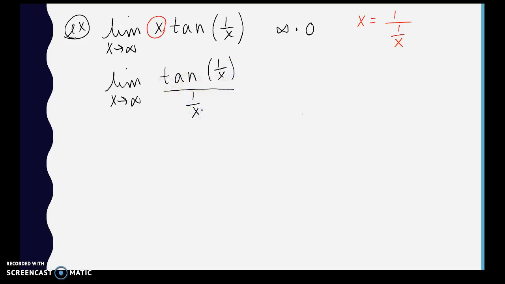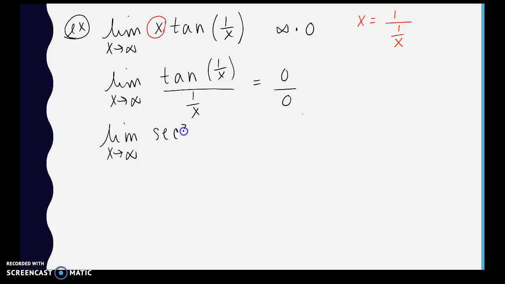Now when I think about direct substitution, the limit as x approaches infinity of my numerator is 0, and the limit as x approaches infinity of the denominator would be 0. So now I have my indeterminate form. So now I can use L'Hopital's. Limit as x approaches infinity. This is your chain rule.